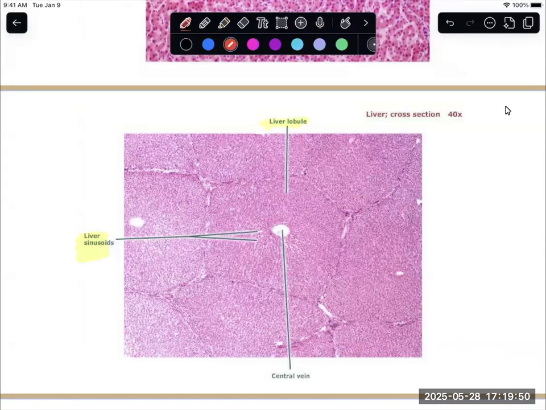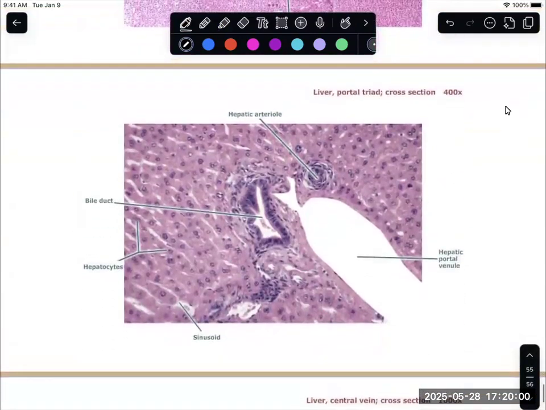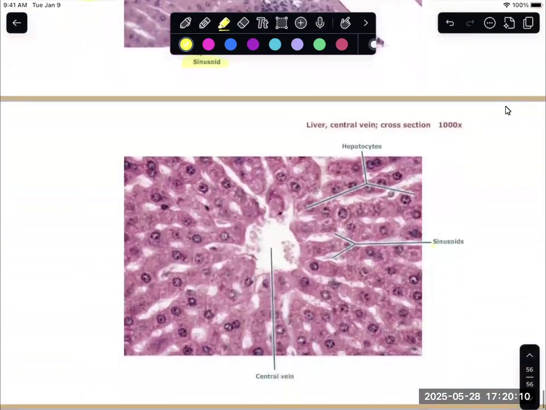That lobule is this entire pentagon shape there. So here, that sinusoid is kind of that little opening between those cells. Those hepatocytes are those individual cells. Here's an even better view, those sinusoids, those hepatocytes. And in the middle of each one of those, we've got a central vein.